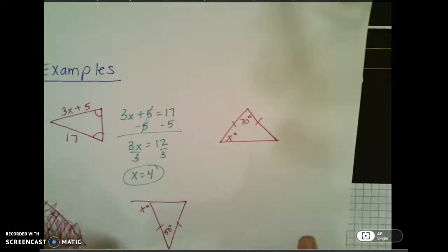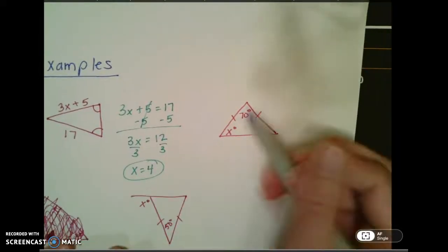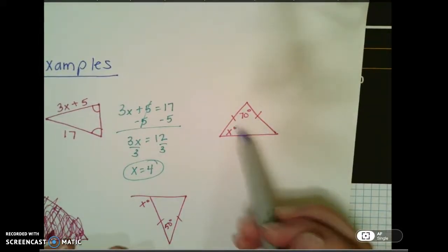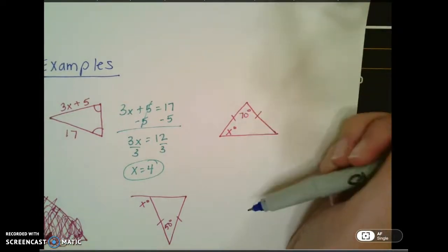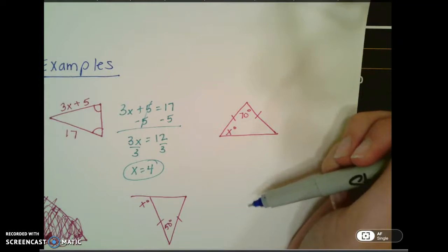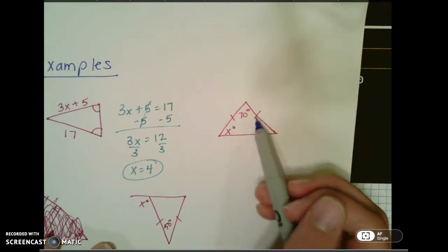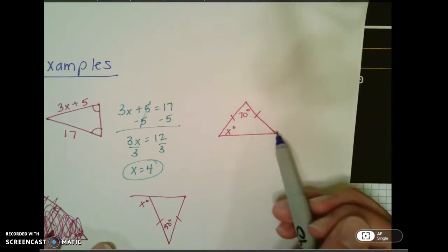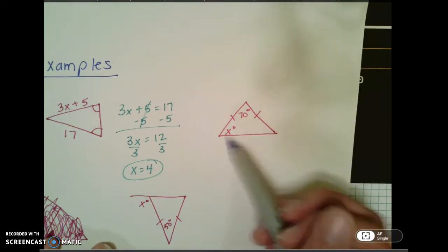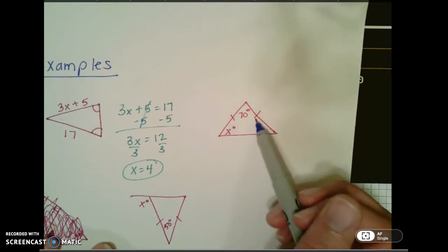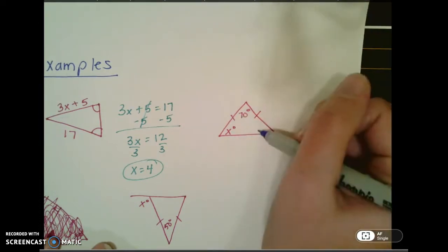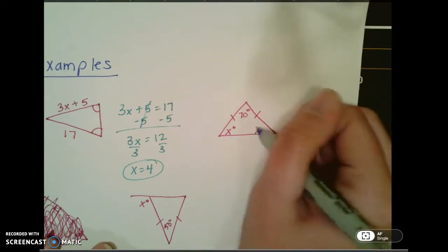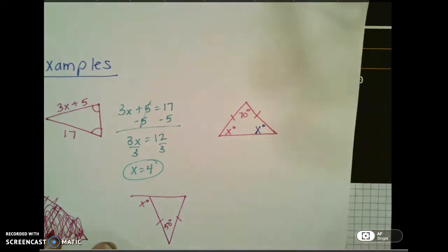In our next example, I also know this is an isosceles triangle because of these tick marks. So these tick marks mean my sides are the same. But it also means that my base angles are the same, the angles across from the sides that are equal. So if this angle is x and it's across from one side, the angle across from the other side must also be the same. So it must also be x.